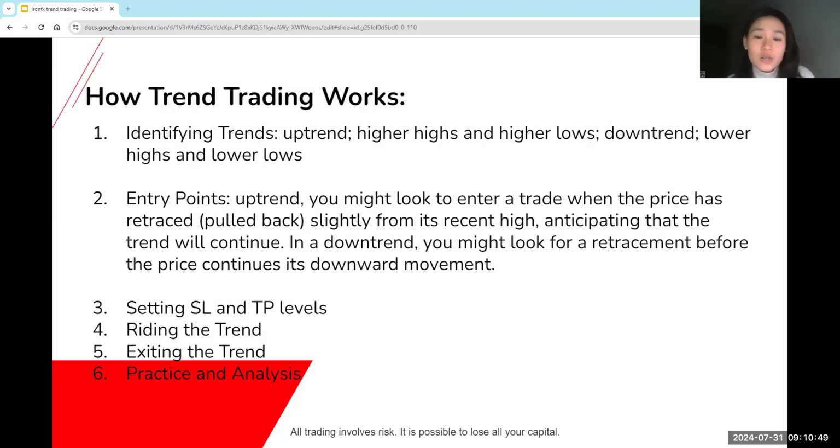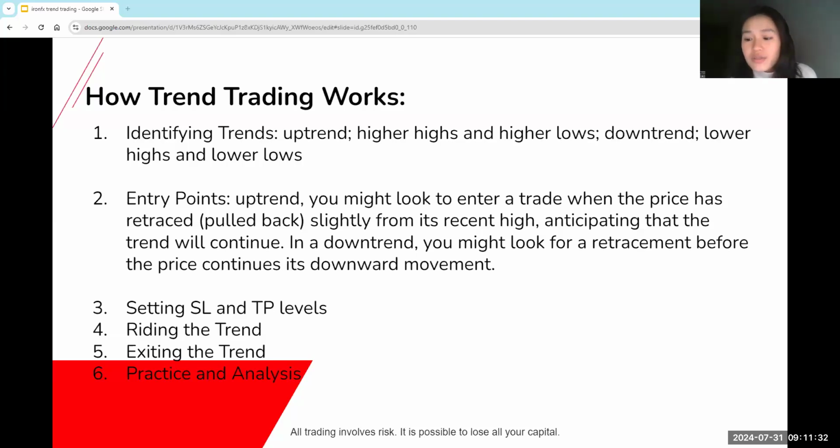Number three is setting stop loss and take profit levels. So to manage risk, it's really important to set proper stop loss and take profit levels. We do go through some of those in our other webinars. I'm not going to get too in-depth in this today, but feel free to let me know if you guys have any questions. But basically, the stop loss is, of course, a predetermined price at which your trade will automatically close to limit your losses. And a take profit level will obviously be when you exit the trade to lock in your profits before the trend potentially reverses.